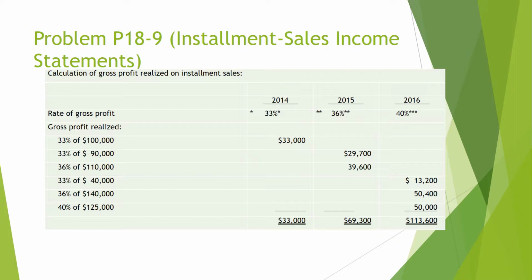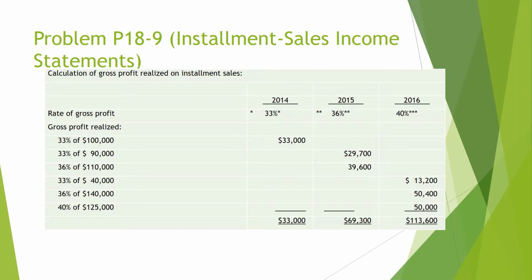From the data before, we know that in 2014 the sales was 100,000, and in 2015 the amount already counted is 90,000, and so on. 36% times $110,000 is $39,600, and then 33% of 40,000 is $13,200.